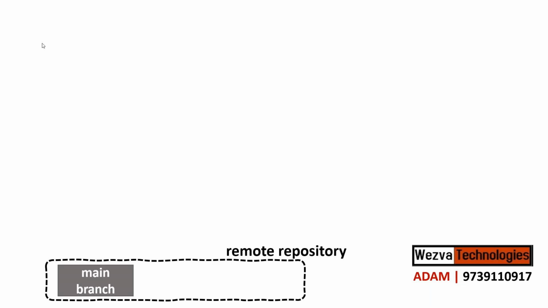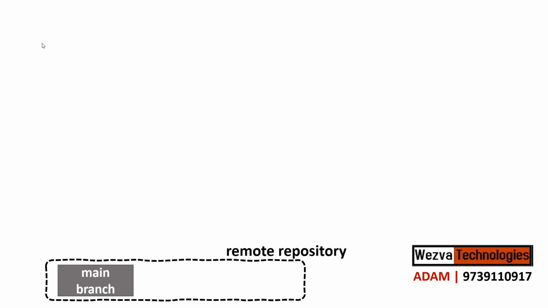When you create your remote repository, you always get a default branch called the main branch. This is the branch in which, so far, whatever commits we did and whatever changes we stored and viewed are from this particular branch. When we created a remote repository in GitLab, we got a default branch called the main branch.